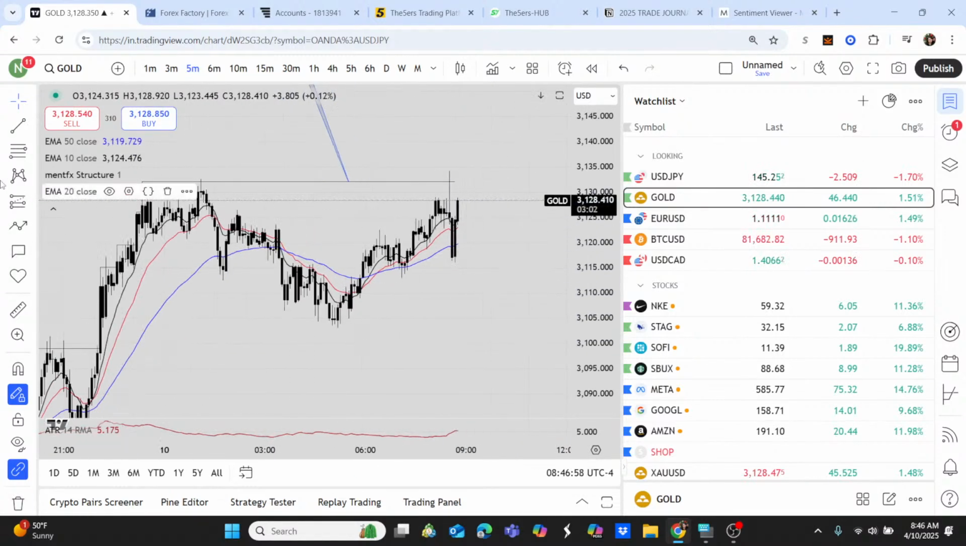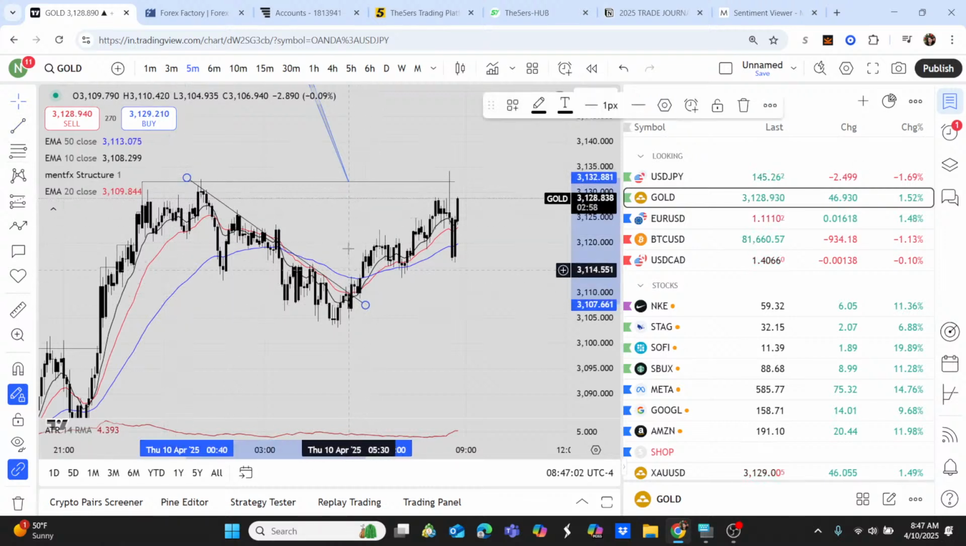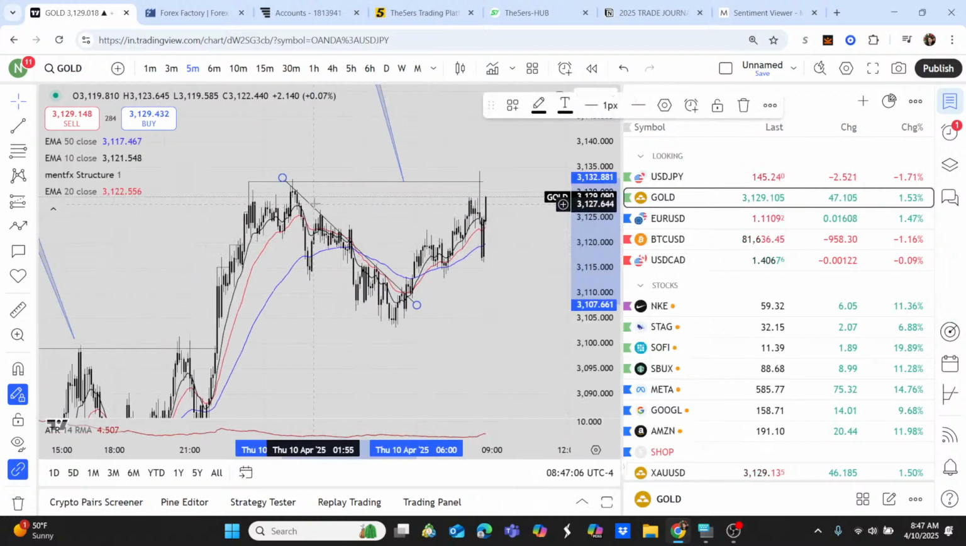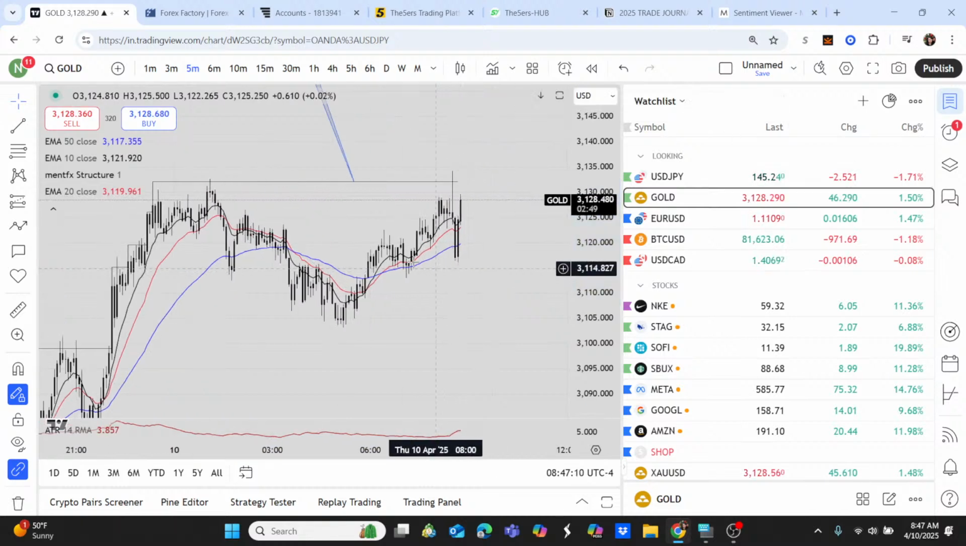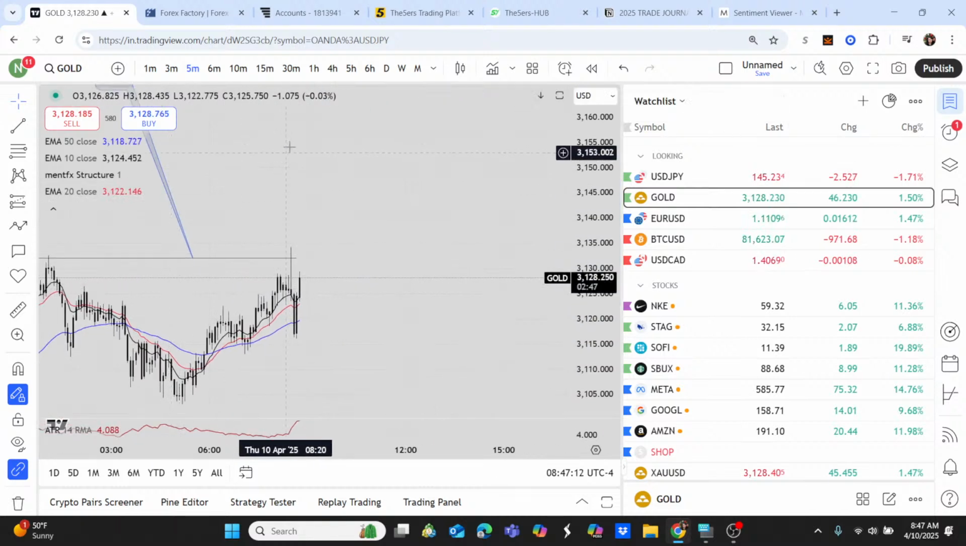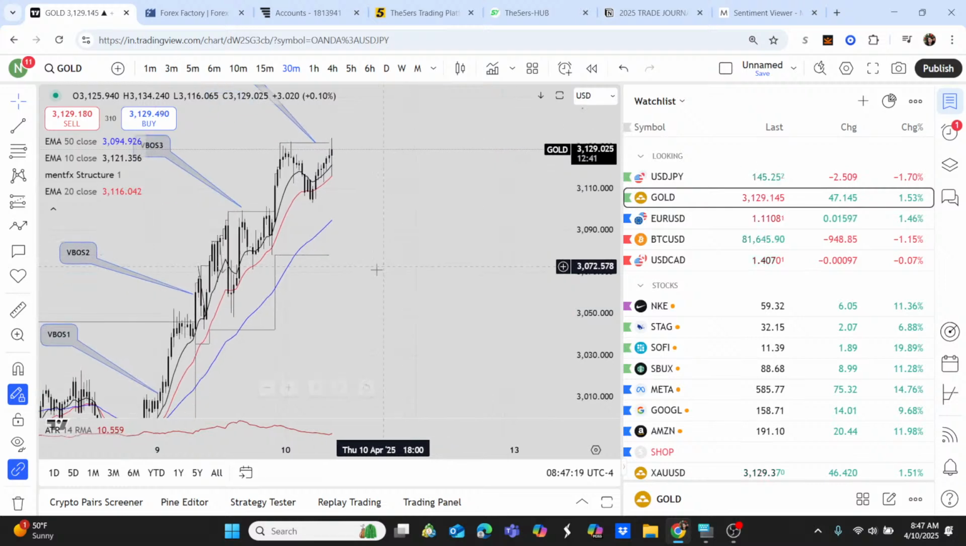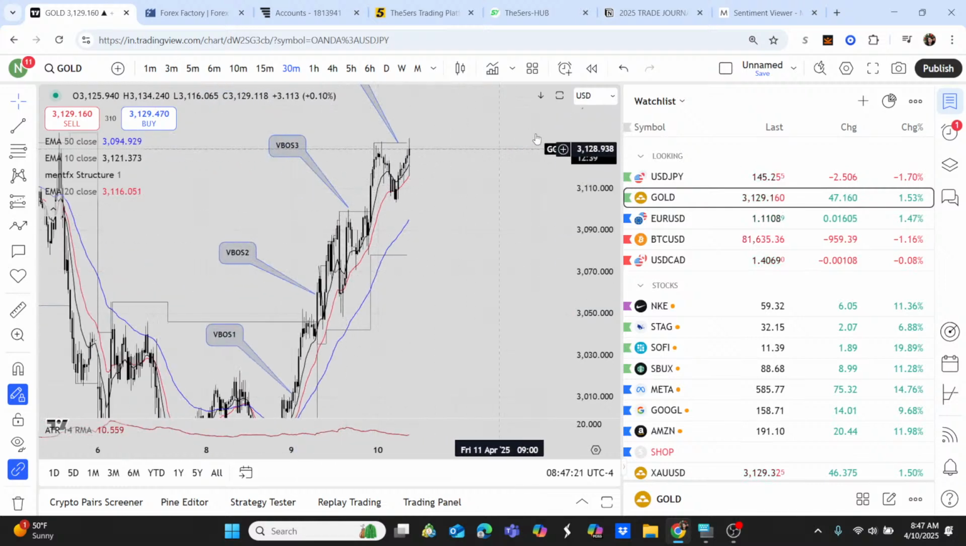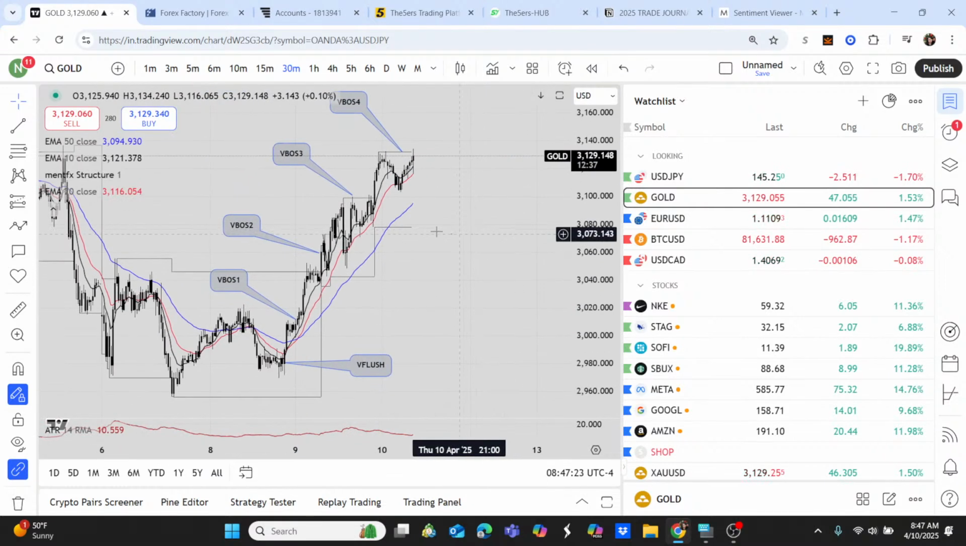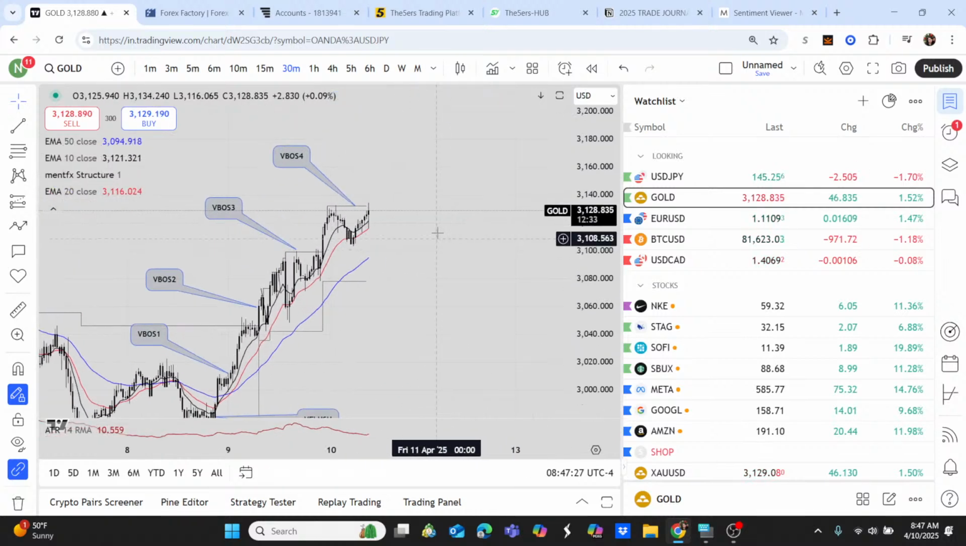So let me see. We move down, started looking ugly. All right, so this is like an area where I wouldn't even get involved at all. So the thing is, we're getting a bit extended in the cycle. Not extended for a bullish move, but for the cycle to reset to continue bullish overall.